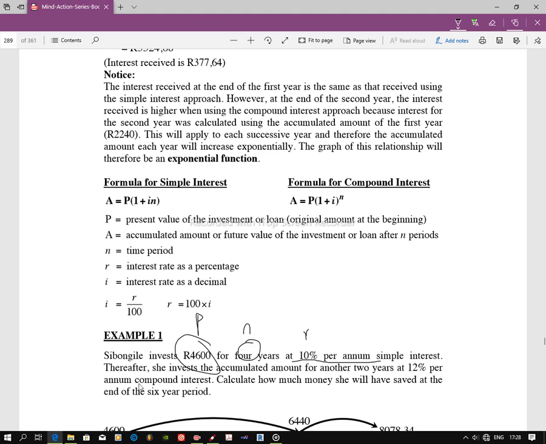Now, it is the compound interest. You have to calculate how much money she will have saved at the end of a 6-year period.